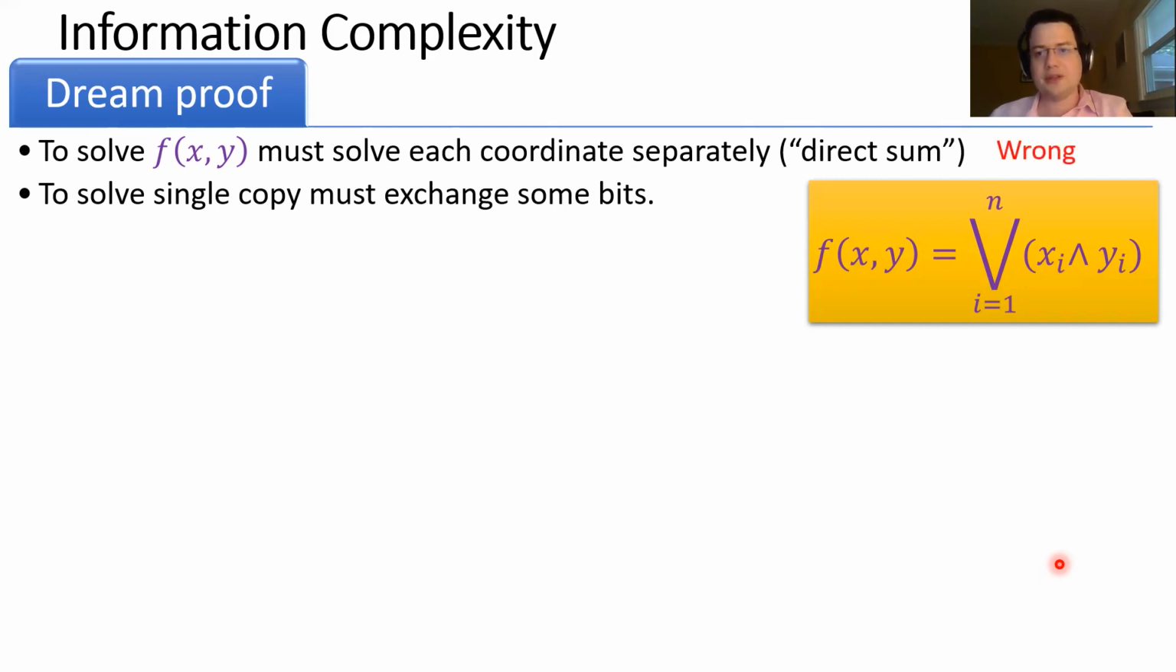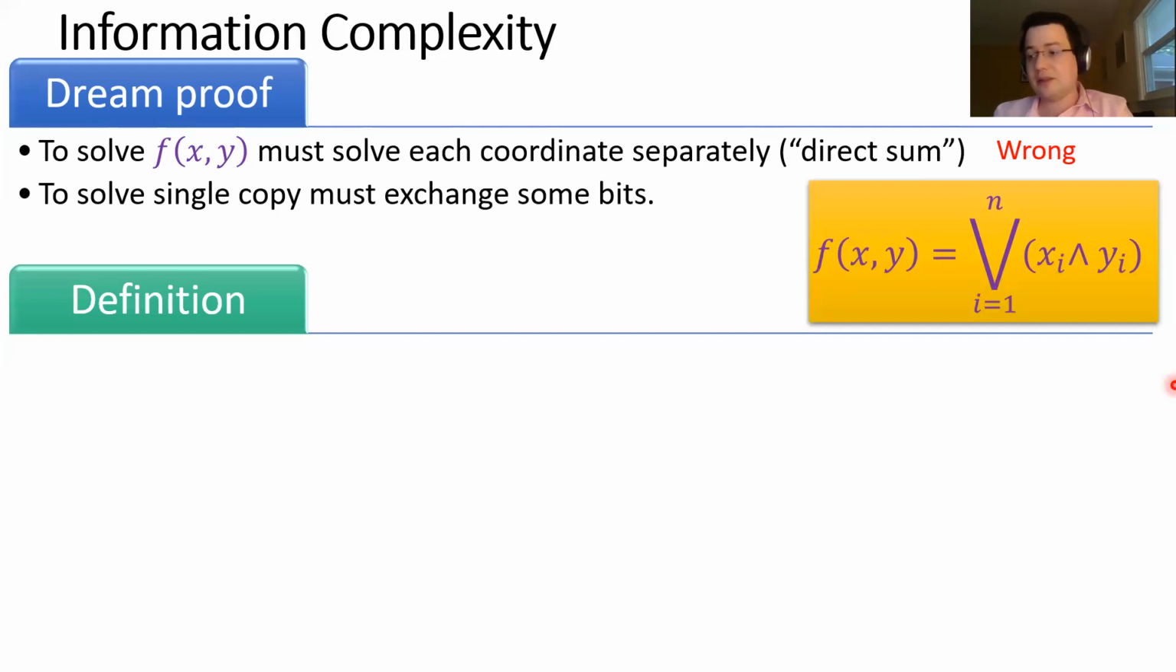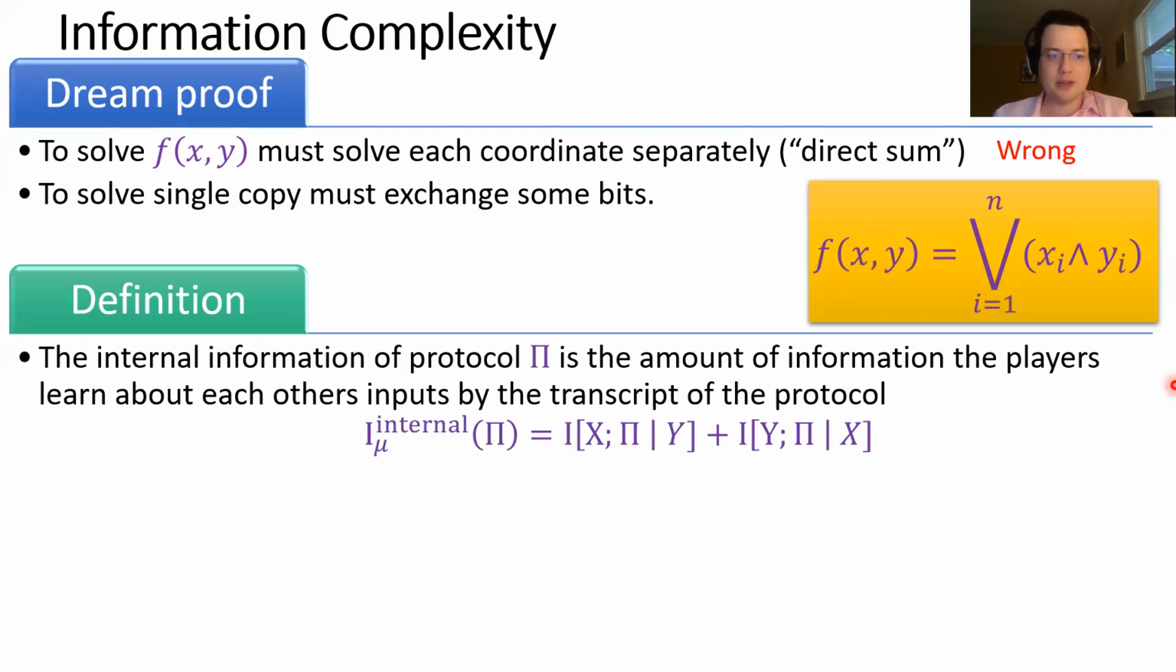Unfortunately, direct sum for communication is wrong. A statement of this sort, that if you have something composed of many coordinates you have to solve them one by one, is untrue. And it's untrue in many models, including this one. But it is true if you replace communication with information complexity, and that was one of the motivations for developing the notion of information complexity.